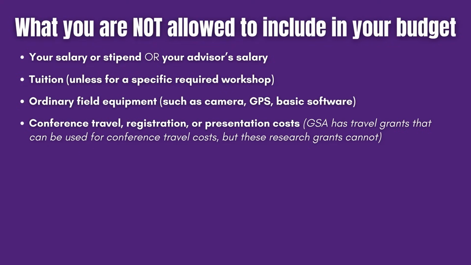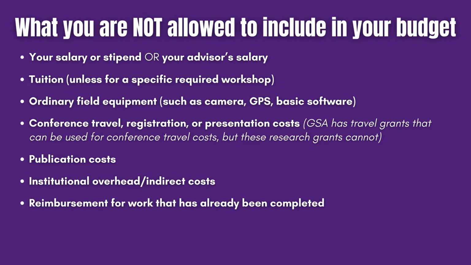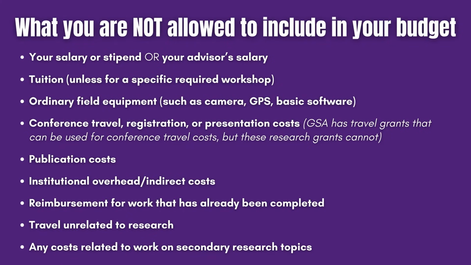Other items not allowed in the budget are publication costs, institutional overhead or indirect costs, reimbursement for work that has already been completed, costs for travel unrelated to research, and any cost related to work on secondary research topics. So most of the things that are not allowed in the budget are pretty self-explanatory. Don't go spending it on travel unrelated to the project. Don't go spending it on costs unrelated to the project, etc.